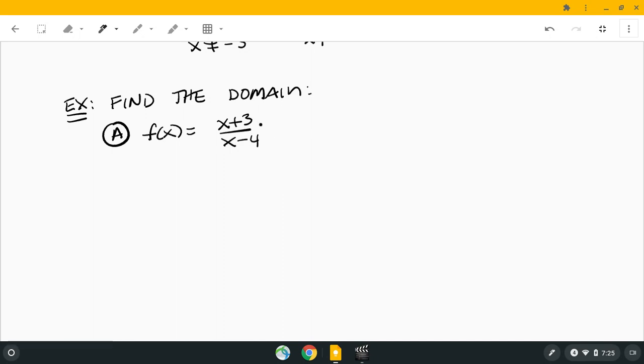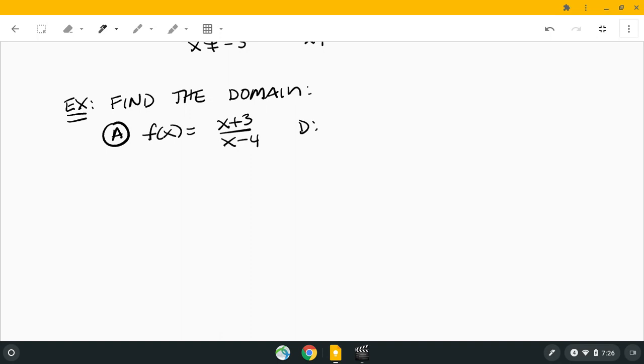So remember, when you have a rational function, it's the denominator you're worried about. That's where the concern is. We don't want 0 in the denominator because then it makes it undefined. So that's where our restriction comes in. Over here, we don't care. We can have 0 in the numerator. That's fine. We can have anything in the numerator. But here, we cannot have 0. So our domain is going to be all real numbers except for 4, because if it's 4, then we get 0 in the denominator, which is undefined.